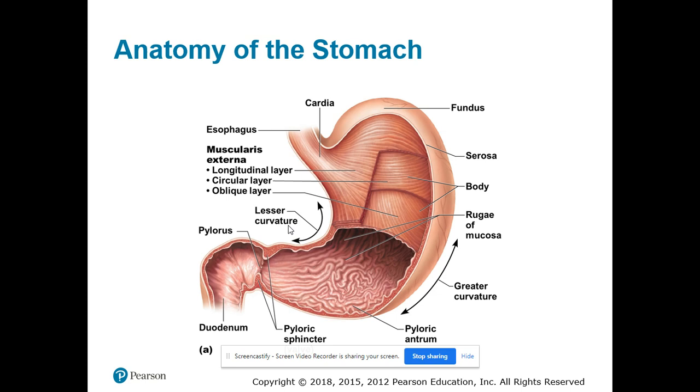So let's go down to the picture and show that real quick. Here you have your cardia. This goes up into your esophagus. It's near your cardioesophageal sphincter. Lateral to it, so to the side, this expanded portion that bulges out is your fundus.